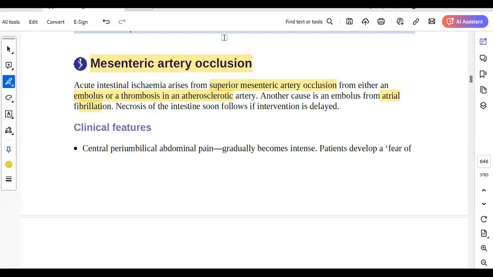Patient usually will present with a central periumbilical pain. So the pain will be central periumbilical.